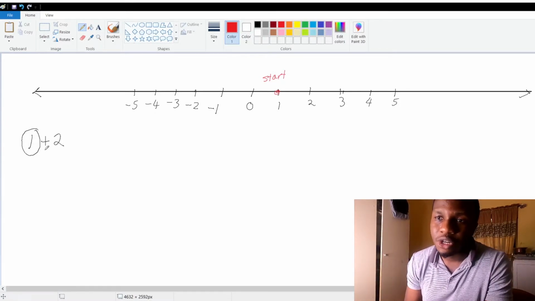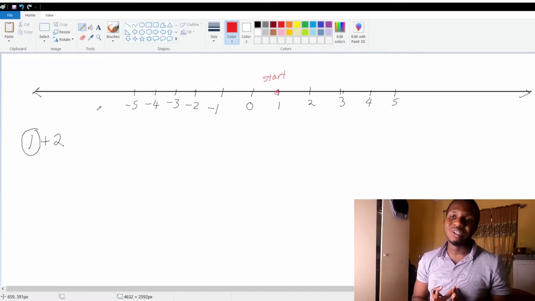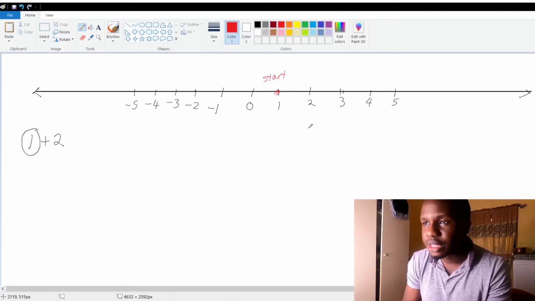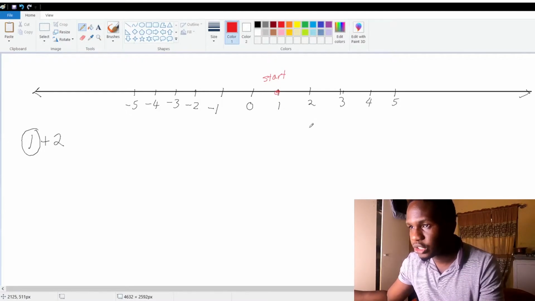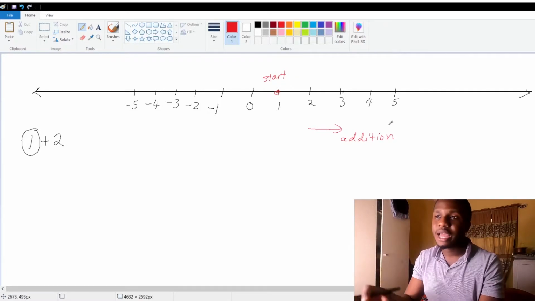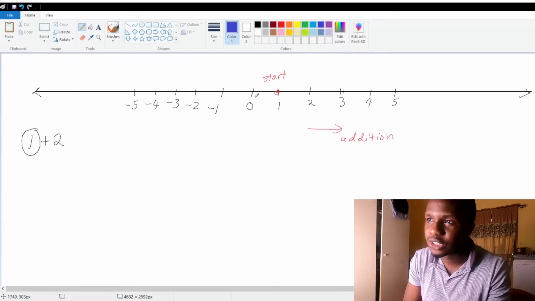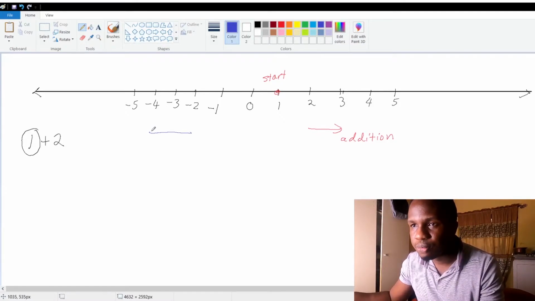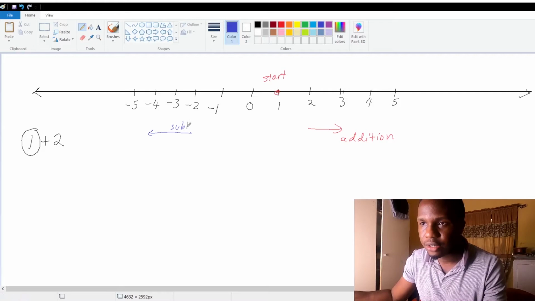And in order to add 2, what I do is I shift 2 steps to the right. So going this way, which is to the right, is addition, okay? Anytime you want to add, you go to the right. And going to the left, let me just distinguish it. Let me use a different color here. Going to the left would be subtraction, okay?